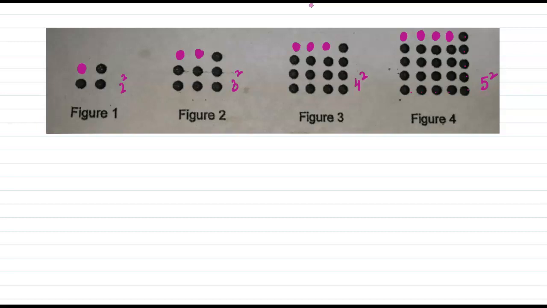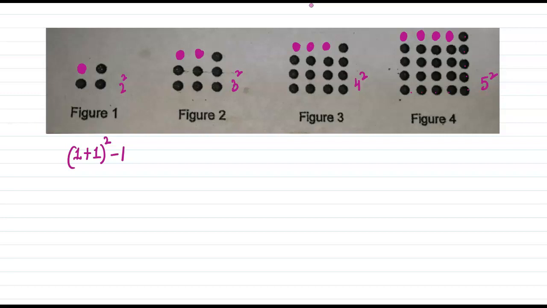So, it's the square of one more than the figure number. So how many black dots are there? Here I can write 1 plus 1 whole square minus 1, because I have to take away this pink one.